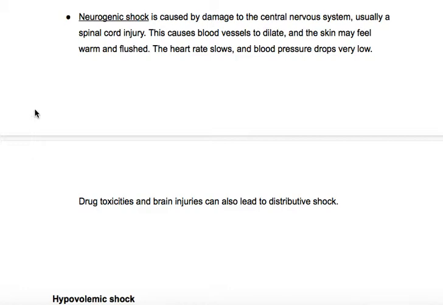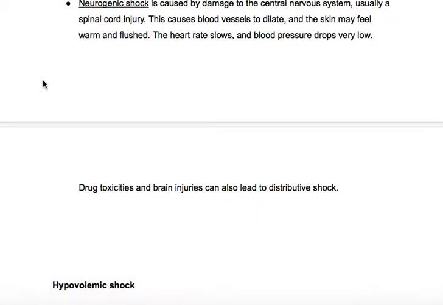So it's important to understand that when you have a spinal cord injury, they can go into neurogenic shock just because the innervations from their cord can cause those blood vessels to dilate and lose that tone. Again, you'll see the skin feel really warm and flushed, their heart rate can be very slow, and their blood pressure can be very low. They'll get hypotensive.